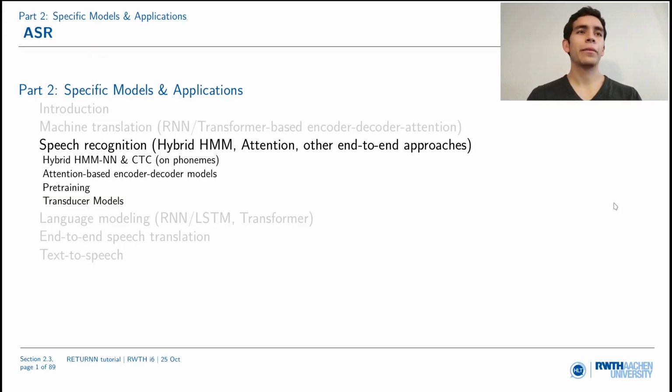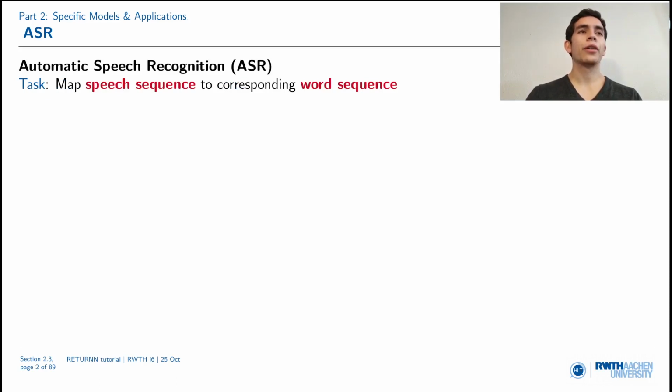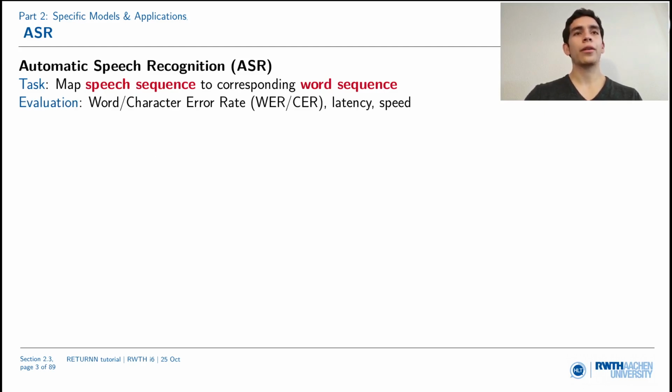Hello, my name is André Merboldt, and I will cover the speech recognition part of this tutorial. I will go into details on hybrid HMM training, attention, and transducer models, as well as encoder pre-training. So the goal in automatic speech recognition is to recognize a given speech signal, and we evaluate our models on the error rate, and depending on the application, also on latency and speed.